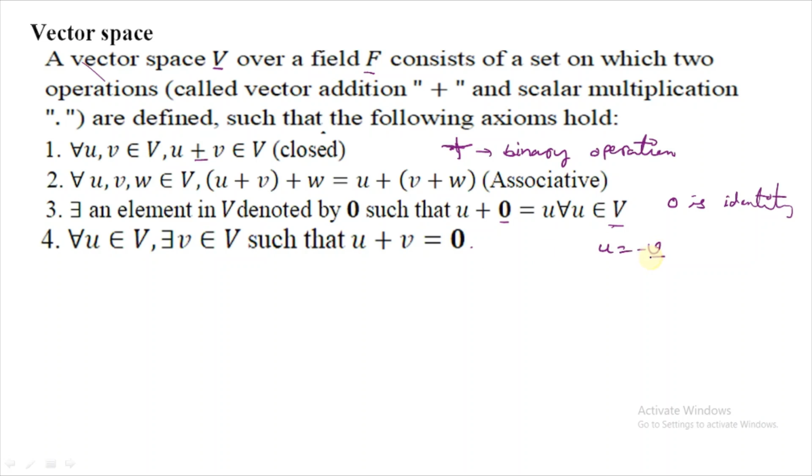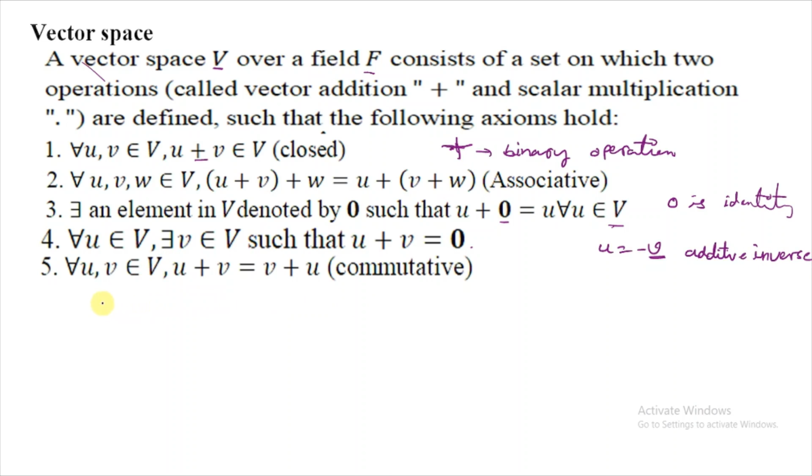This minus v is the additive inverse. Fifth property, the commutative property. For all u, v belonging to V, u plus v equals v plus u. For any two elements in V, u plus v is the same as v plus u with respect to addition. Sixth property, for each alpha belonging to F and v belonging to V, alpha dot v belongs to V.